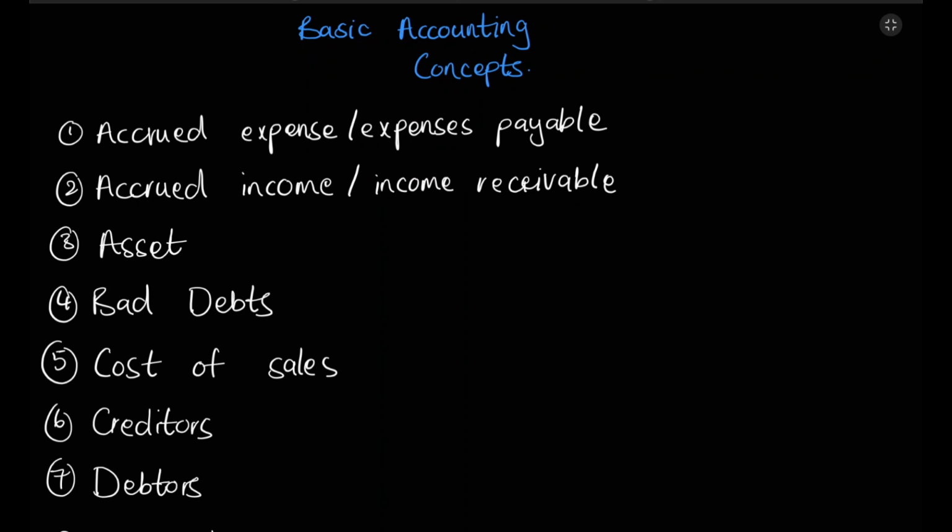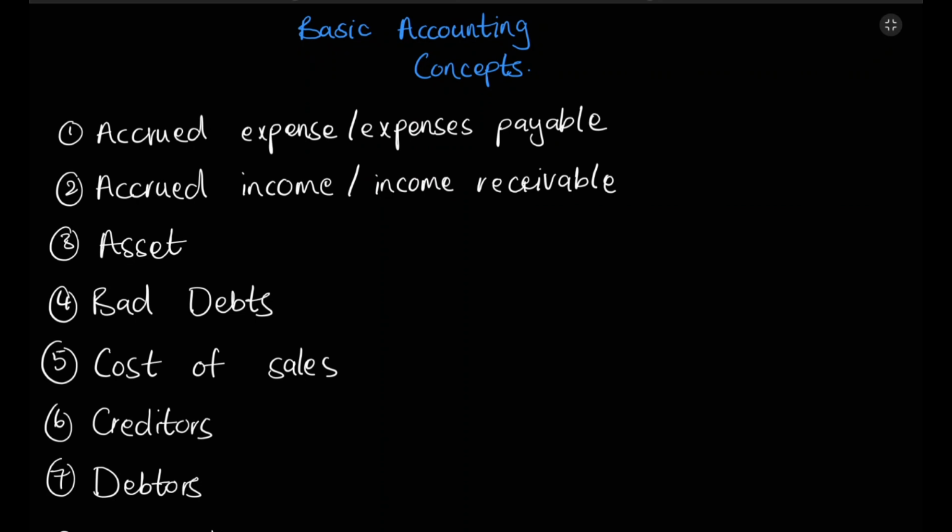Number one, we have accrued expenses or expenses payable. These are expenses that the business has to pay at the end of the financial year. In simple terms, the business has used something already, but they haven't paid yet. For example, a business used electricity in March, but they only pay the bill in April. Those are your accrued expenses.